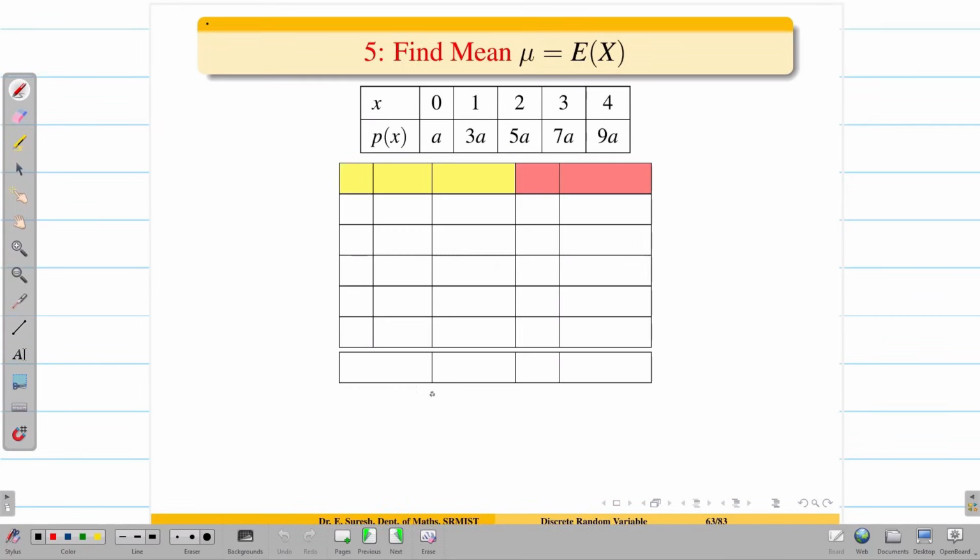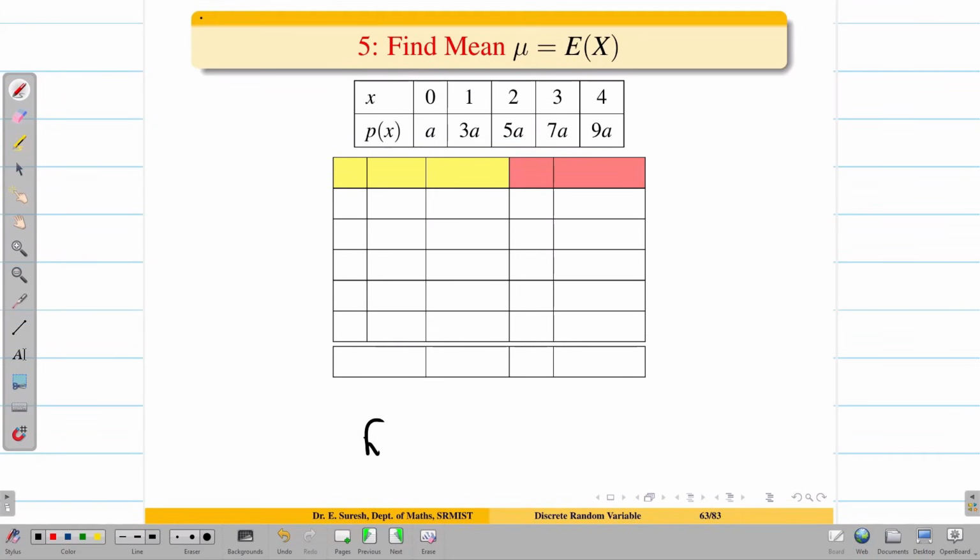Next, we have to find the mean. So wherever they ask mean or E of x or mu or expectation, all are going to be the same. And we know the formula for mean. E of x is summation x into probability of x. So just make a column x and probability of x, and we are going to multiply this x into p of x. Also in this problem, we need to find variance of x.